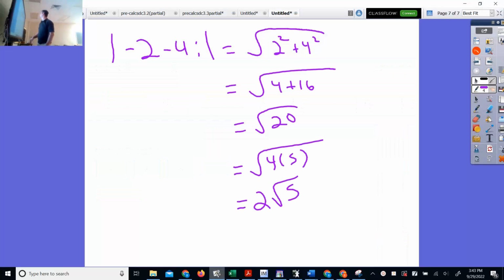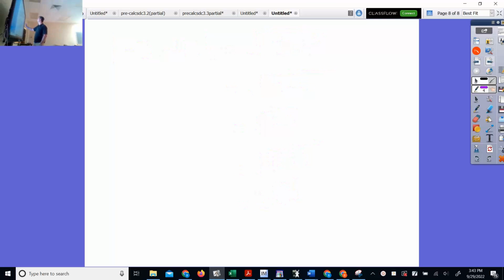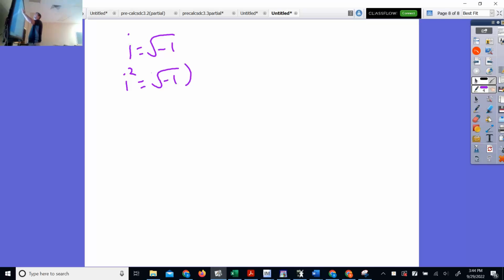To do this, I only have to know four little things. But this one's kind of redundant. It's the definition of I. You hardly ever use it, to be honest with you, unless you're evaluating square roots of negatives. If you were to square both sides, you would get that I squared is negative 1. So that's something you memorize.